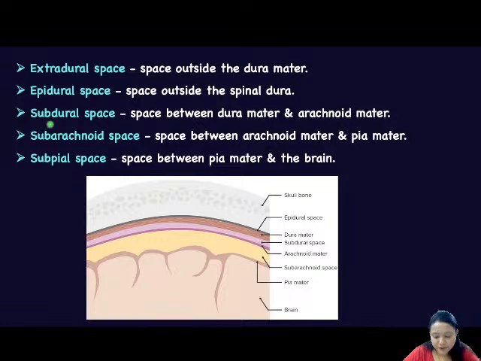Then you have the subdural space. The subdural space is between the dura and the arachnoid. Sub means below. So the space below the dura is subdural, and the space above the dura is epidural or extradural. What about the subarachnoid space? First you have the dura mater, then the arachnoid, and then the pia. The space above the dura is the epidural, and the space below the dura is the subdural. The space between the arachnoid and pia is the subarachnoid space, and the space between the pia and the brain is the subpial space.